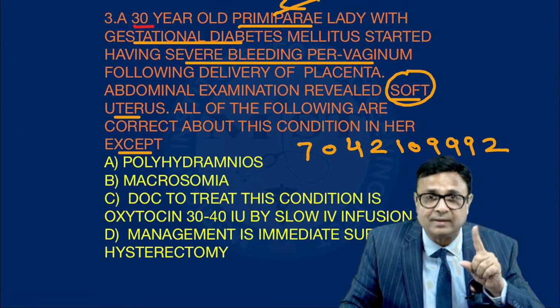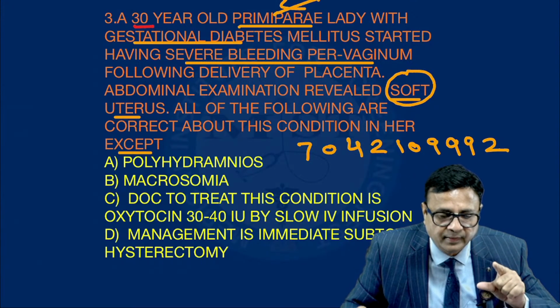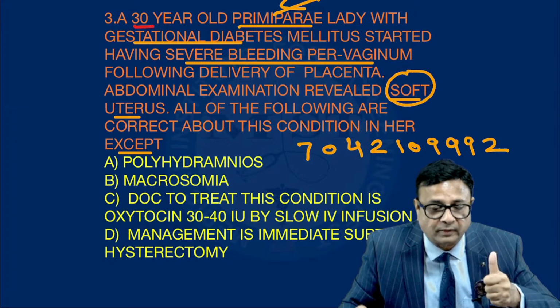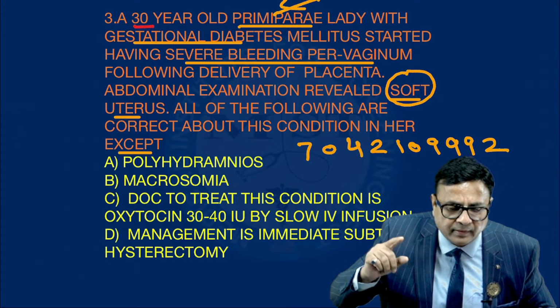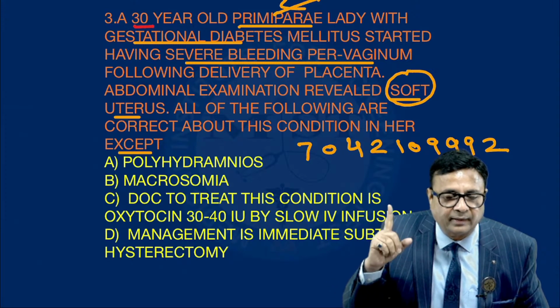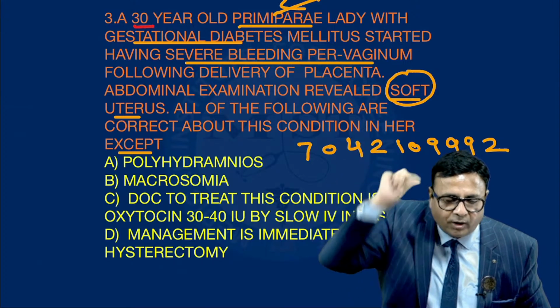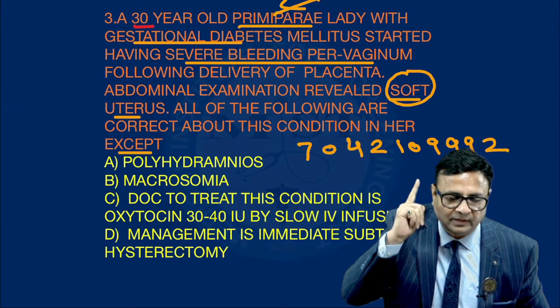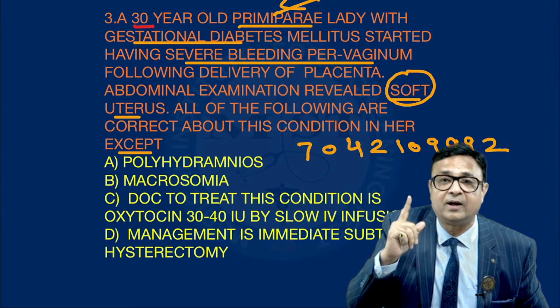Can anyone tell me? She is a primipara with gestational diabetes mellitus. No uterine atony, yes, no uterine atony, but why? What is the cause of PPH? Very good, Dr. Nisha, Dr. Prerna, wonderful. Nisha, Prerna, correct answer. Bhajan, correct answer. Dhaval, correct answer. I wanted the word macrosomia. Satish, macrosomia. Sujit, macrosomia.